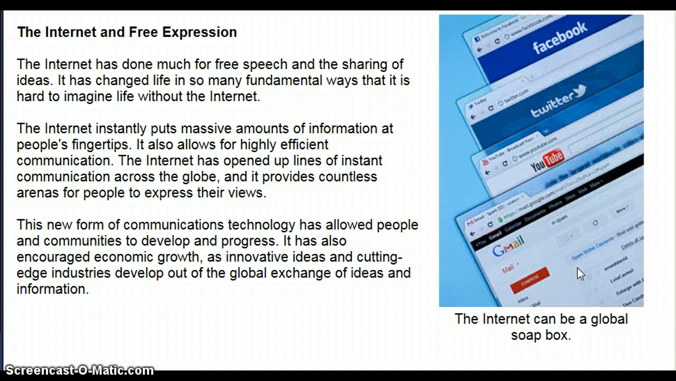The Internet and free expression. The Internet has done much for free speech and the sharing of ideas. It has changed life in so many fundamental ways that it is hard to imagine life without the Internet. The Internet instantly puts massive amounts of information at people's fingertips. It also allows for highly efficient communication. The Internet has opened up lines of instant communication across the globe, and it provides countless arenas for people to express their views. This new form of communications technology has allowed people and communities to develop and progress. It has also encouraged economic growth as innovative ideas and cutting-edge industries develop out of the global exchange of ideas and information.